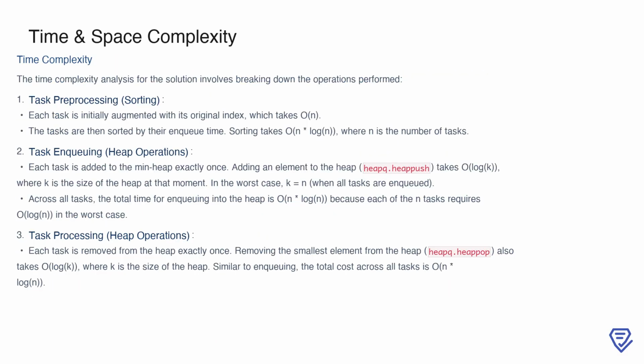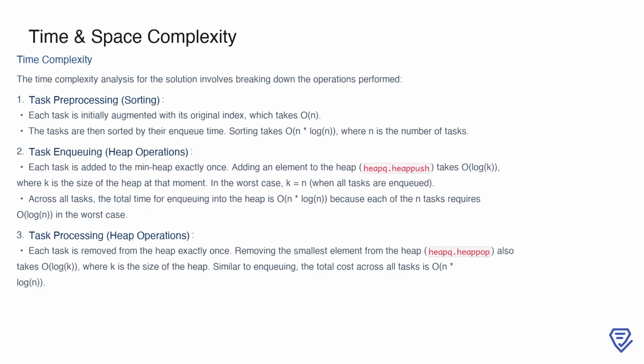To analyze the time complexity of our solution, we start by breaking down the operations performed. First, there's the pre-processing step, where we augment each task with its original index. This operation is linear, taking O(n), since we're simply iterating through all tasks. After that, we sort the tasks based on their enqueue time. Sorting an array of size n involves O(n log n) time complexity, making this one of the dominant contributors.